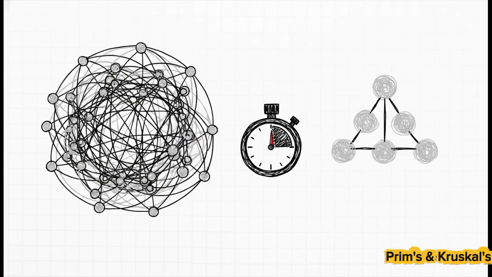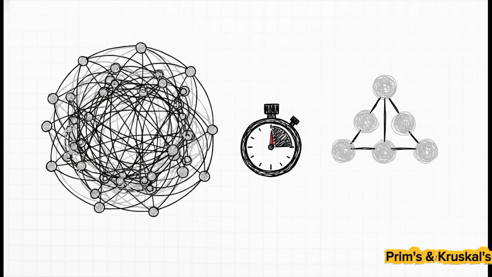Okay, another key thing for the exam: time complexity. If you use a clever data structure like a min heap to keep track of the cheapest next edge, Prim's runs in what we call O of E log V time. Now, what does that actually mean? Basically, it's really efficient on dense graphs. Graphs that are super interconnected with tons of edges.